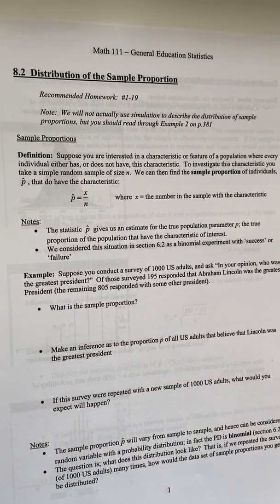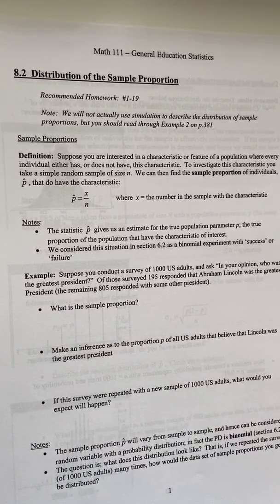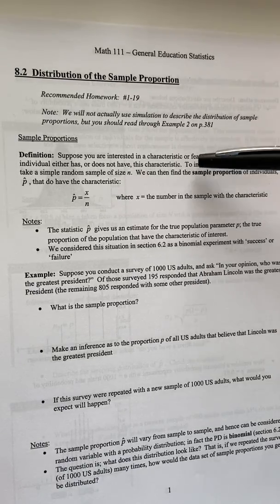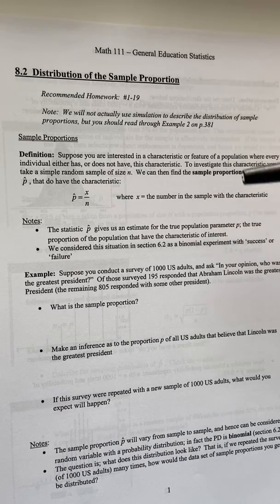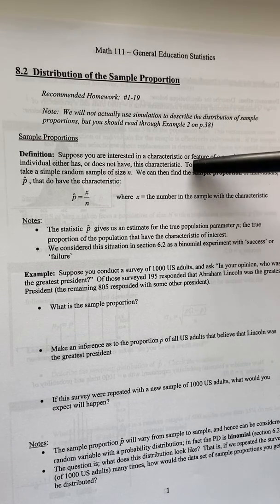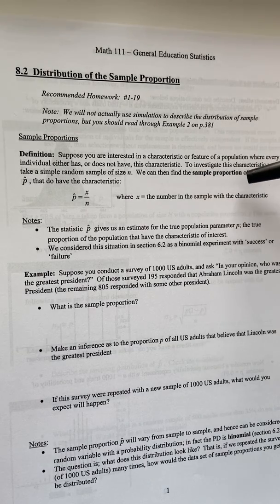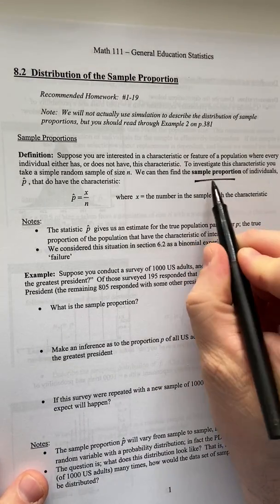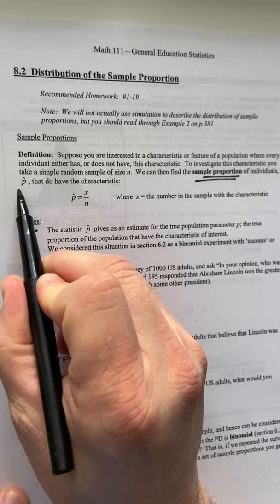All right, here's 8.2 notes, page 1, sample proportions. So we're going to look at some of these normally distributed curves and some that aren't normally distributed. And we're going to look at an individual characteristic inside of that data. We can find the sample proportion, and sometimes we're going to refer to the sample proportion as p hat.